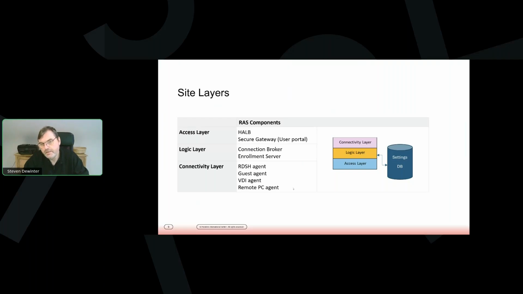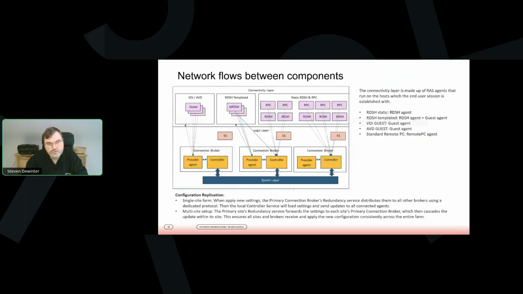The drawing next to it is a little bit misleading, because there is not such a thing as a shared configuration database. Some of our competitors have a SQL database that is used to store the configuration settings. That is not how it works in Parallels. In RAS, what you will see is that the configuration itself is stored on the connection brokers themselves.